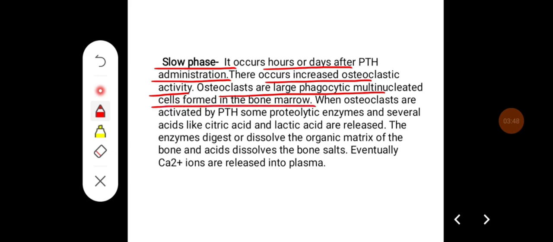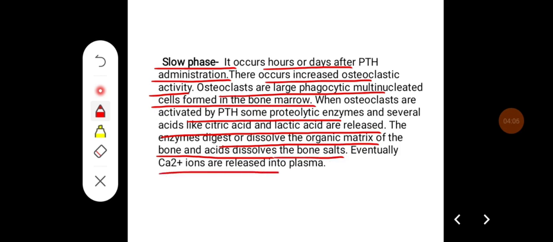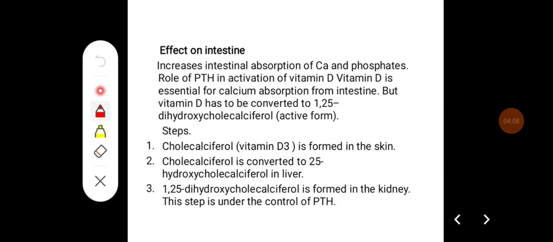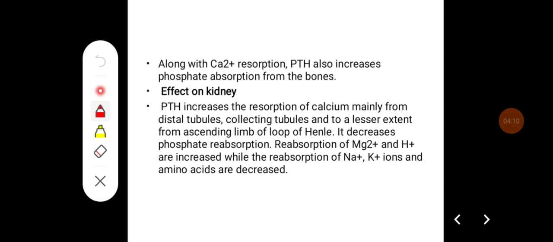When osteoclasts are activated by parathormone, some proteolytic enzymes and several acids like citric acid and lactic acid are released. The enzymes digest or dissolve the organic matrix of the bone, and acid dissolves the bone salts. Eventually, the calcium ions are released into plasma. Along with calcium absorption, parathormone also increases phosphate reabsorption from the bones.